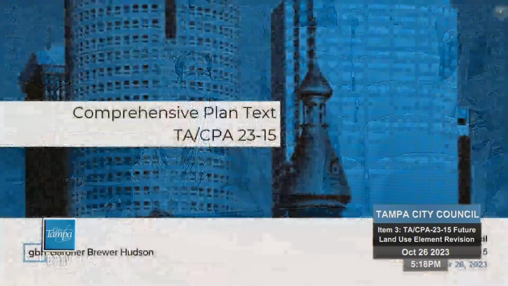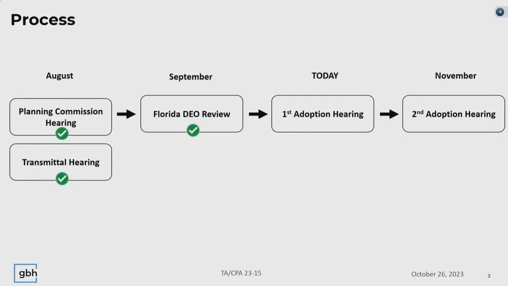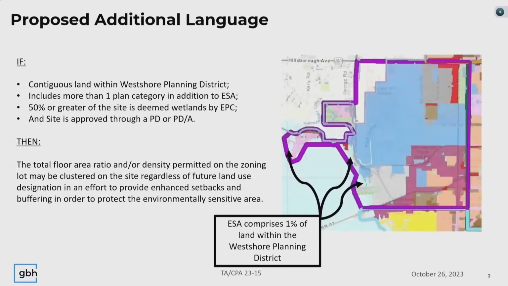Let's see if we can just put on the There we go. Thank you so much. All right, and because we did give a full detailed presentation back in August, we'll just be really brief here today. So again, this is how we got here. We did have unanimous planning commission approval. We went to the state, no comments there, and today we're before you for the first adoption hearing. If this council so desires, we would be seeing you at a second adoption hearing later.